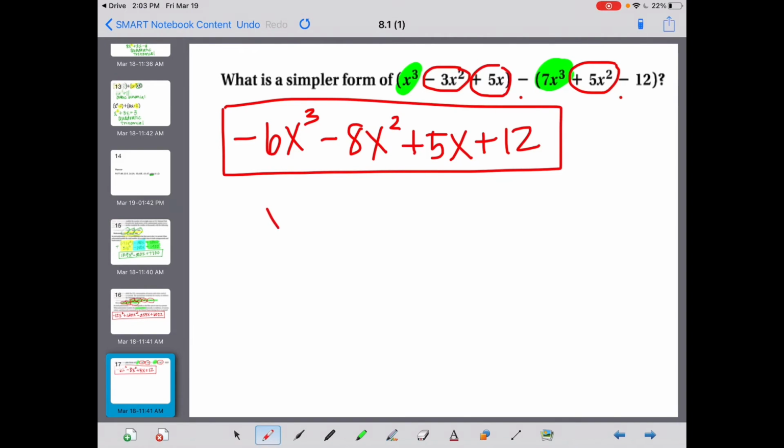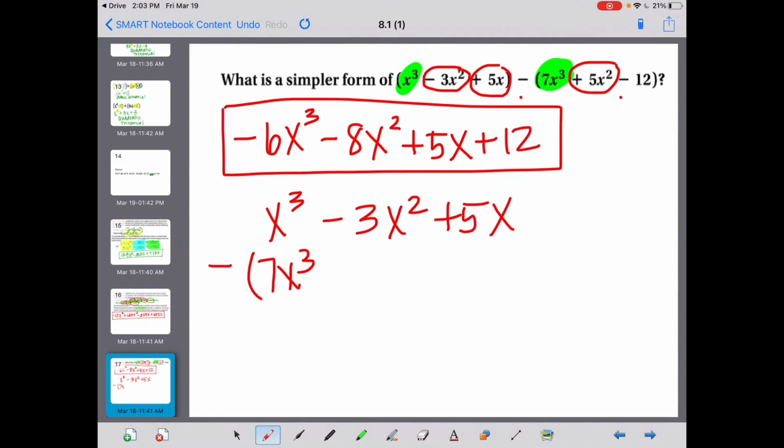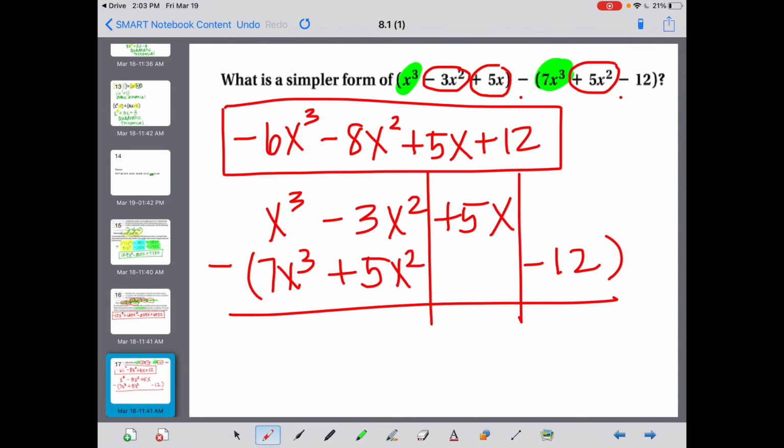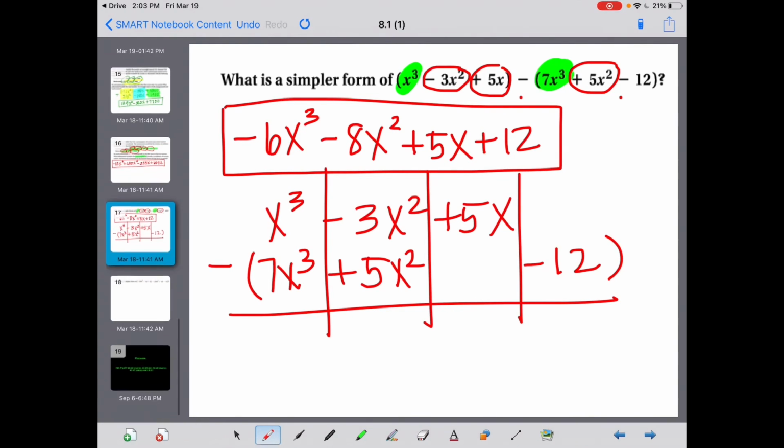This might be another good one for you to line up. So I have x to the third minus 3x squared plus 5x. And I'm subtracting 7x to the third plus 5x squared. I don't have anything right here, so I'm going to leave a gap, and then I'm going to put minus 12 over here. Okay, and then I just combine like I did before.